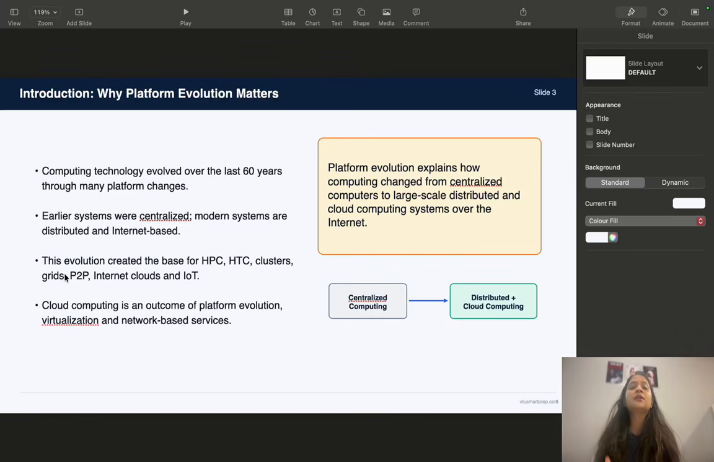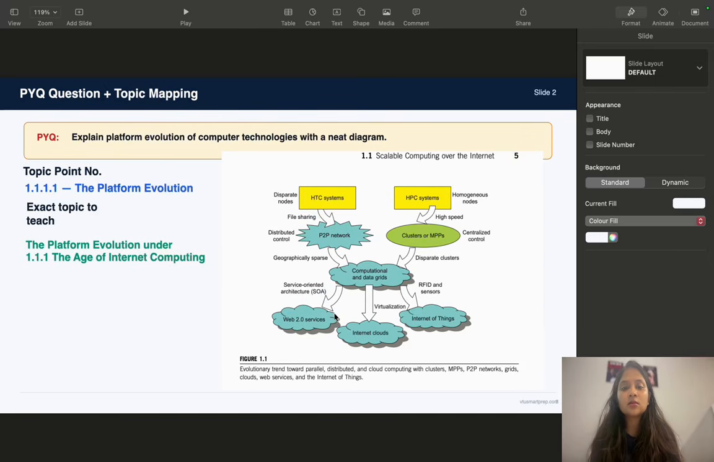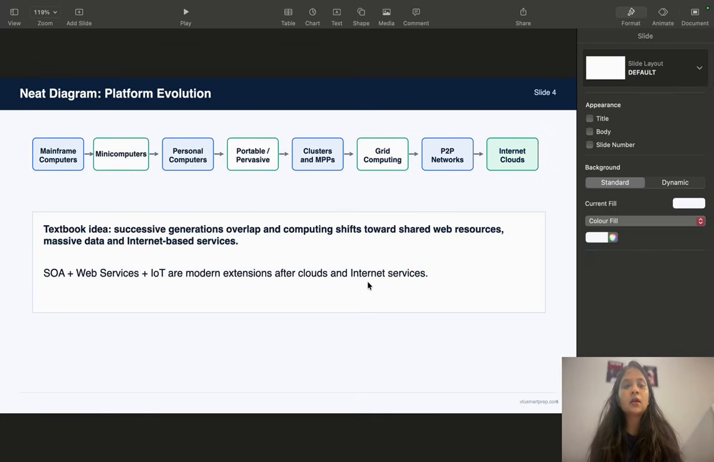The evolution created the base; it started from HPC, and now in distributed systems we are connected with distributed, internet-based systems. That is what you have to write. And then cloud computing is an outcome of platform evolution, virtualization, and network-based services. Include this point and then draw the diagram. Next, we'll try to understand each of the keywords.